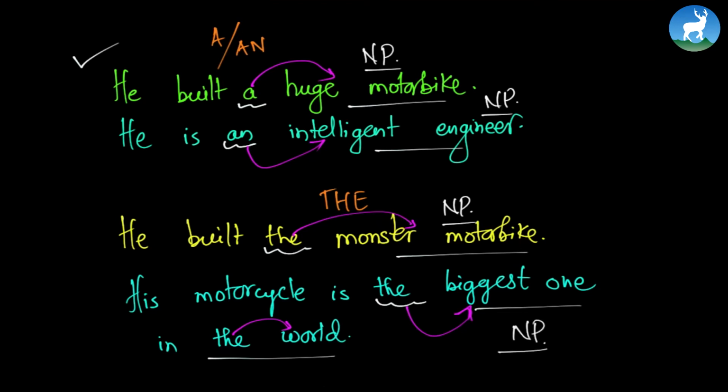Noun phrase is a combination of words, a group of words that act like a noun. What does that mean? So Hugh's motorbike, we have an adjective, we have a noun. So these two words are called a noun phrase because Hugh's motorbike altogether is acting as a noun.